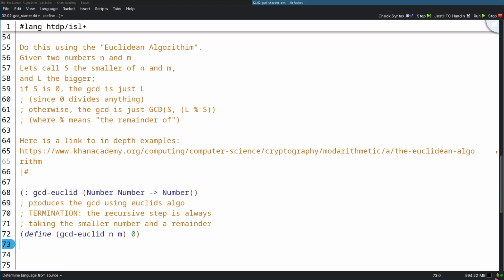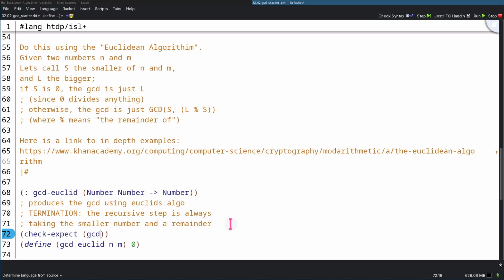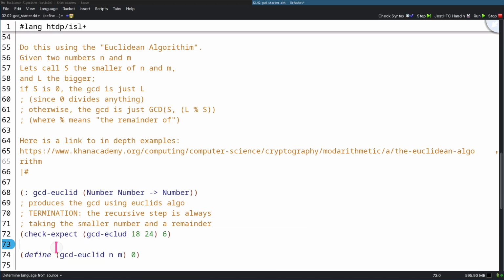I'm assuming that you guys took a good swing at it, so now let's go over it together. Let's just write some tests for these. Check-expect gcd-euclid, so let's say 18 and 24. That's the one that they gave us up there. The greatest common factor between them is 6. We can do a few more. We can do something like 6 and 4. The greatest common shared factor is 2.